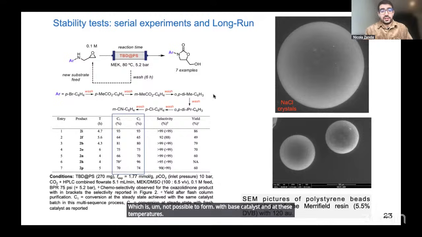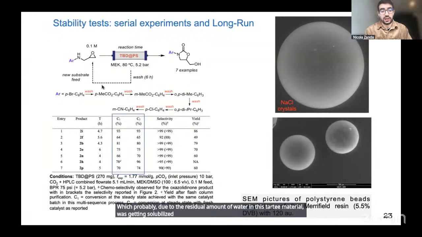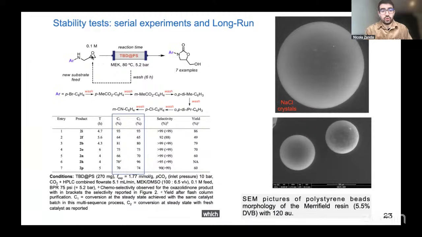What we actually discovered was that there was some sodium chloride in the resin, and this was discovered by SEM analysis, which probably, due to the residual amount of water in the starting material, was getting solubilized, generating the chloride anion, which was able to open the epoxide, generating an alkoxide that was then responsible for attacking the CO2 and then re-enclosing, displacing the chloride.